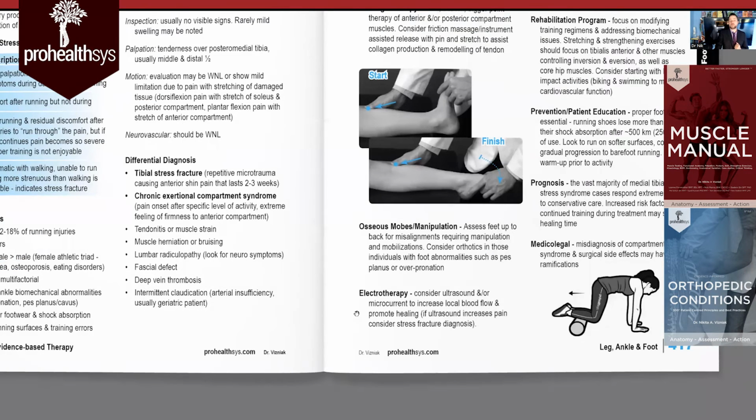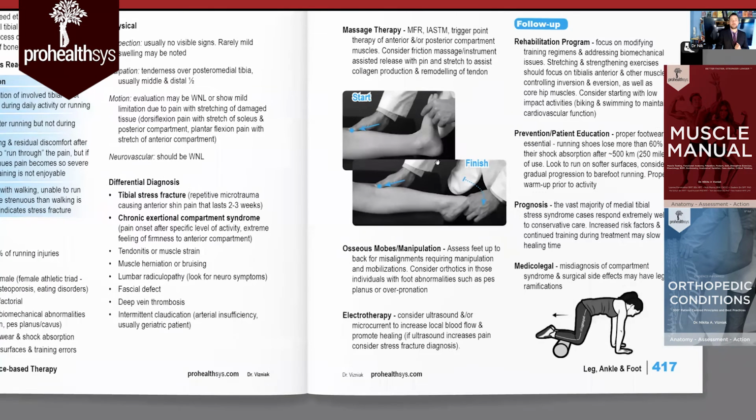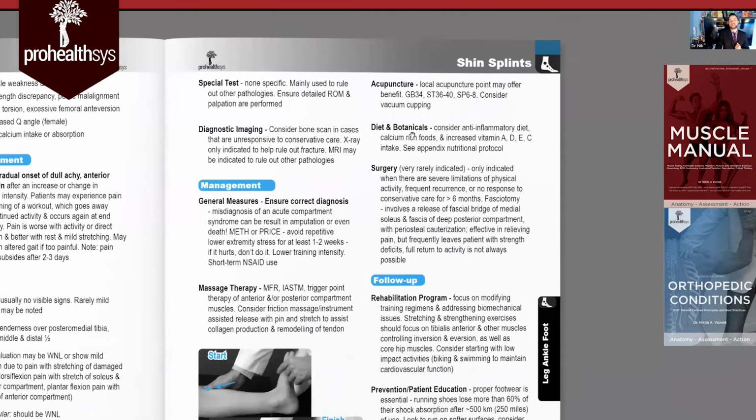Ultrasound can be good, or microcurrent to increase local blood flow and promote healing if there is some more osseous damage. You can look at acupuncture and diet and botanicals that will support the healing processes. Make sure that they have good nutritional support and potentially even a low anti-inflammatory diet. Surgery is rarely indicated, only if you have a more significant injury, such as an acute compartment syndrome or a fracture that is a non-union fracture.